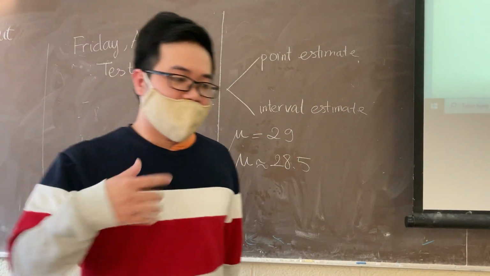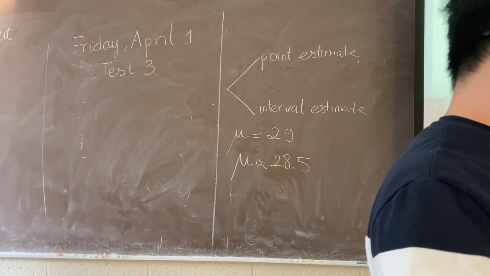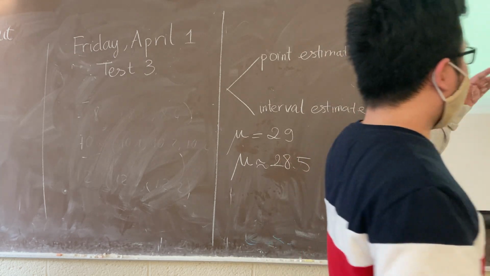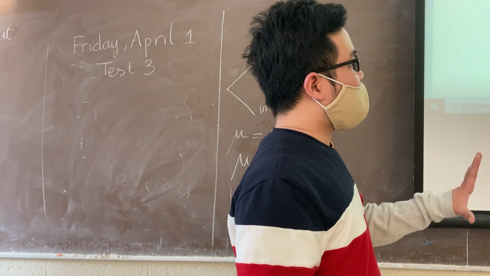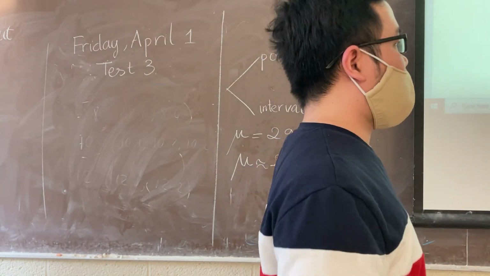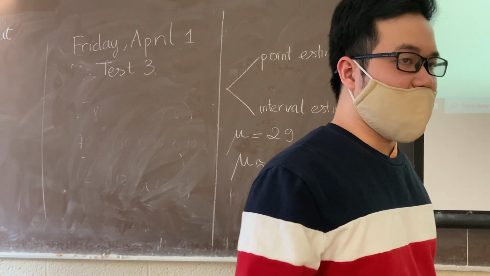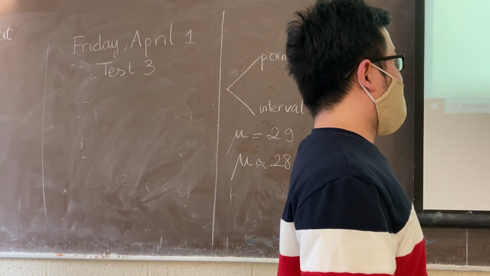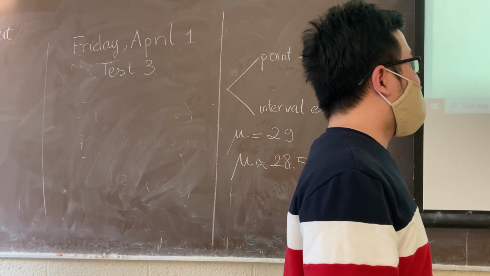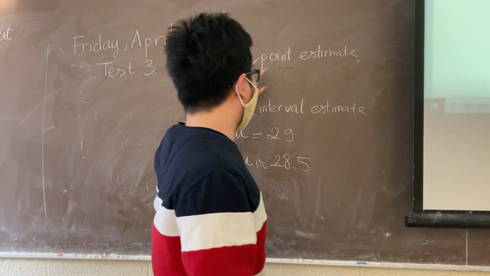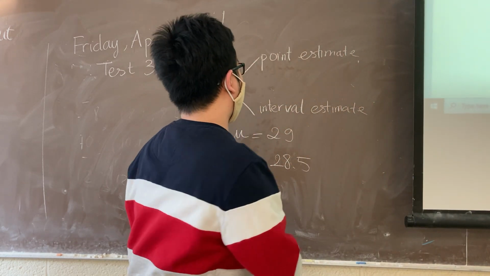But the disadvantage of this method is that if we use a single estimate for the population parameter, we leave a lot of room for error, even if the statistic is an unbiased estimator. So we often will not use the point estimate.